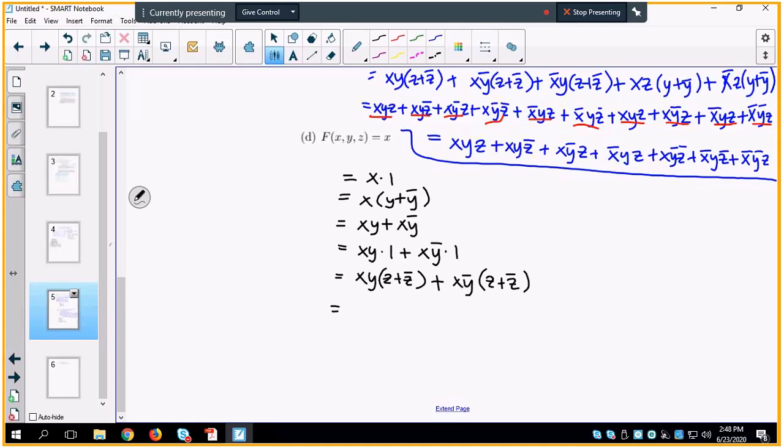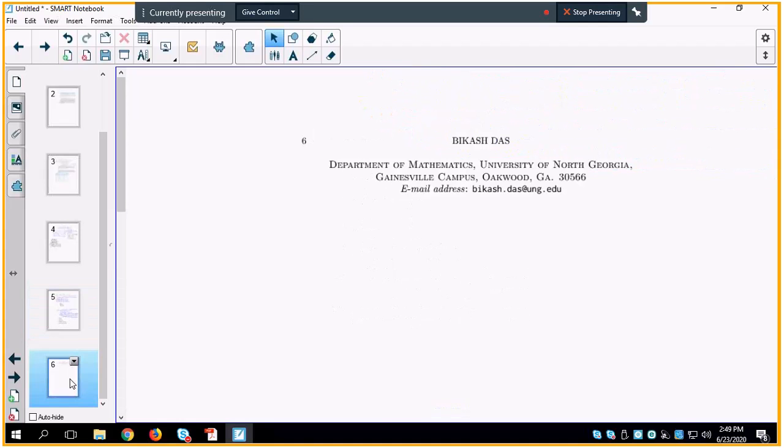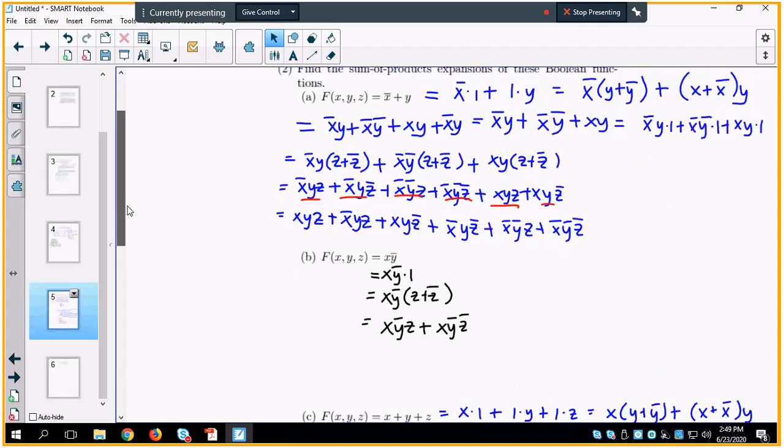When I distribute, I get xyz plus xyz bar plus xy bar z plus xy bar z bar. And it doesn't look like I have any common terms, so this will be the final answer for the sum of products expansion of the function f of x, y, z equal to x. And that is the last problem that we had here, so we'll conclude the video.